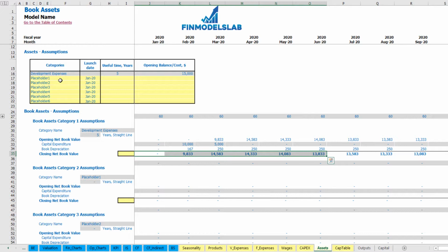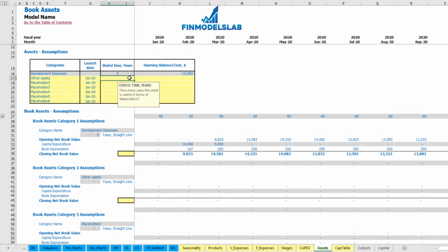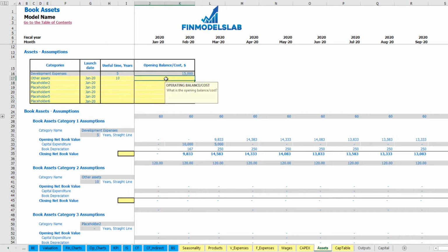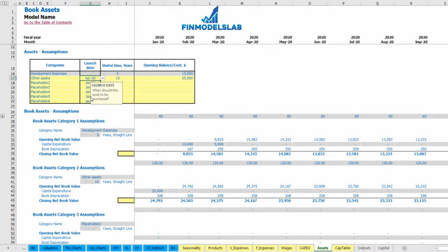Additionally, you have up to 6 placeholders for other assets. For example, other assets with useful time of 10 years with cost of $25,000 and with launch date in April. You may find it in here.